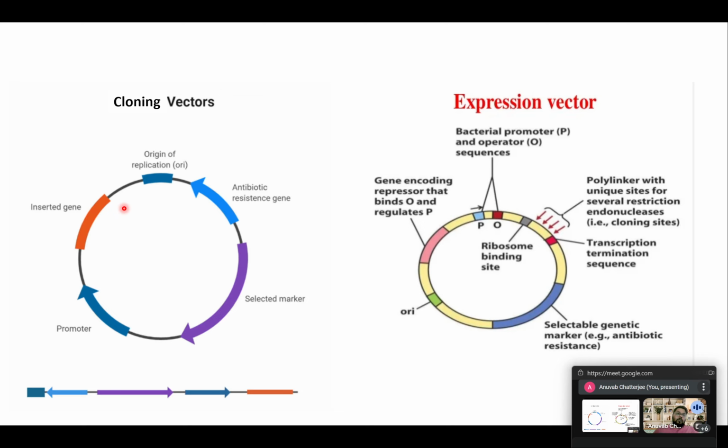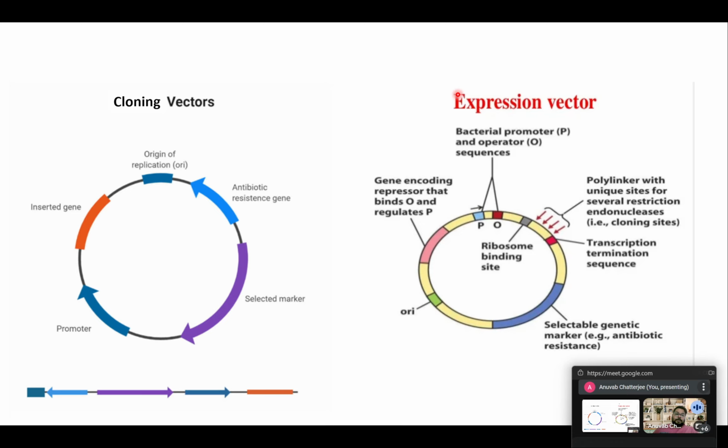But what do you do if you want to actually express the gene? You want the mRNA or the protein from this gene to be expressed in your bacterial system or whatever other mammalian or yeast expression system you're using. In that case, you use an expression vector. The cloning vector just gives you copies and copies of the gene that you had initially cloned. An expression vector is what you use if you want to make the gene product express in the bacteria.